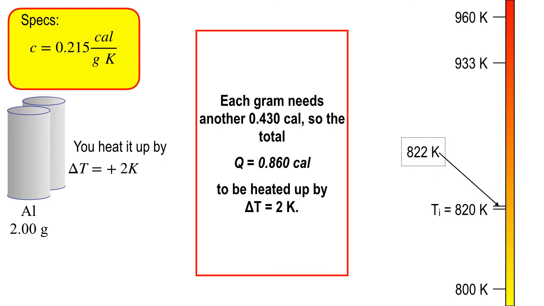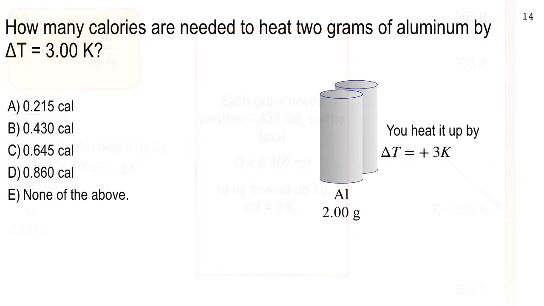Now, I'm going to ask you a clicker question. This is the et cetera, et cetera, et cetera part. So we've done 2 grams aluminum, and we boosted it up by 2 Kelvin. My wonderful students, how about 3 Kelvin? Read carefully and make a decision. And do not let me catch you napping.